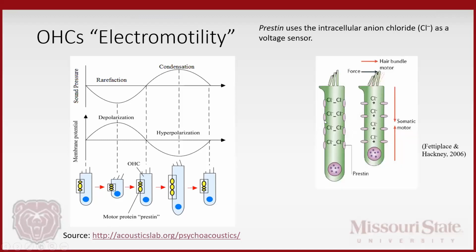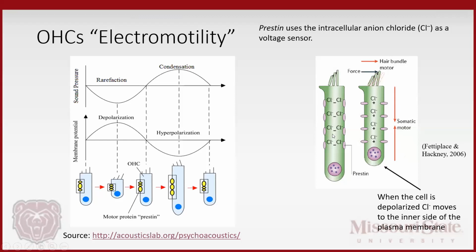As we mentioned, the protein that's responsible for this is called prestin. Prestin is a protein that uses chloride, the anion chloride, as a voltage sensor. So going back to the basics, when we have a positive charge coming in, it is going to attract negative charge to it. There's going to be an attraction. So chloride is going to be attracted and moved by prestin to the inner side of the plasma membrane. And as this happens, the hair cell is going to contract.